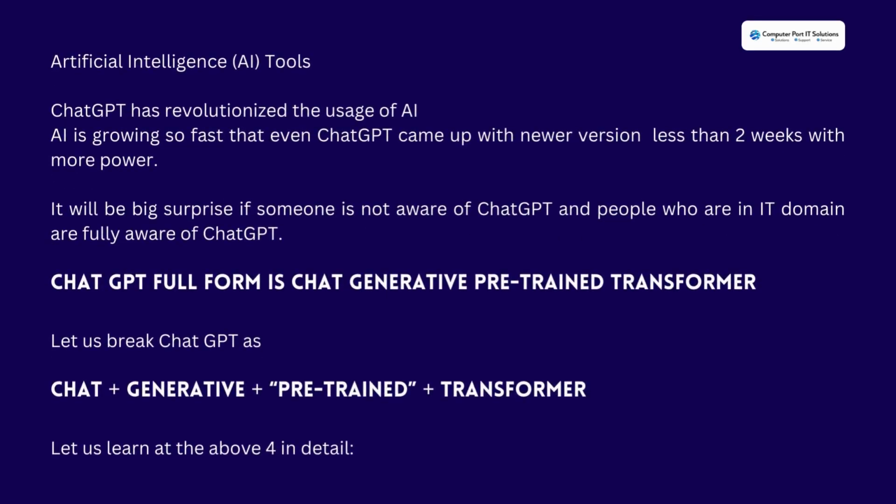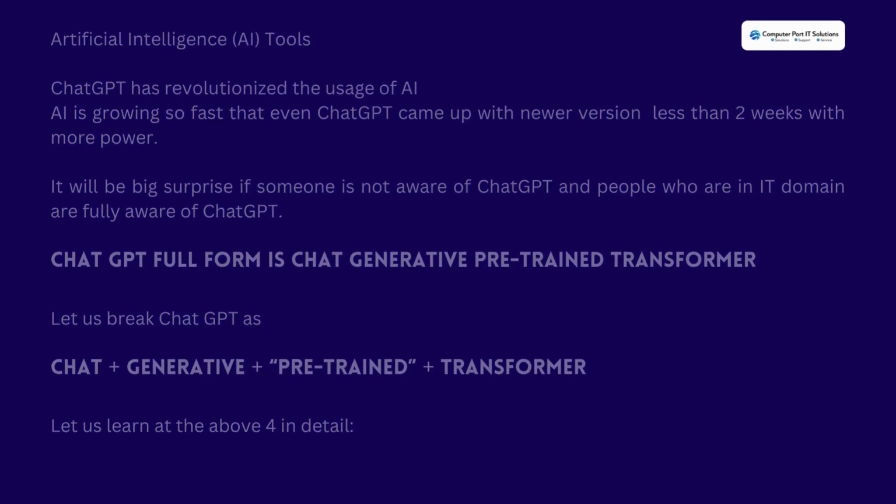Artificial intelligence tools. ChatGPT has revolutionized the usage of AI. AI is growing so fast that even ChatGPT came up with a newer version in less than 2 weeks with more power. It will be a big surprise if someone is not aware of ChatGPT, and people who are in the domain are fully aware of ChatGPT. ChatGPT's full form is Chat Generative Pre-trained Transformer. Let us break ChatGPT as Chat plus Generative plus Pre-trained plus Transformer. Let us look at the above 4 in detail.